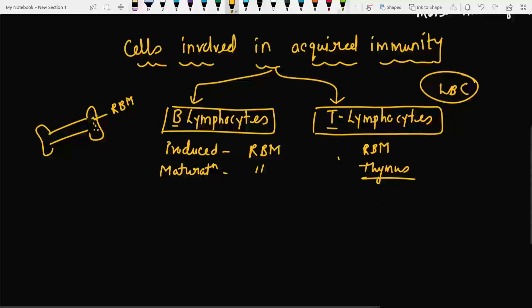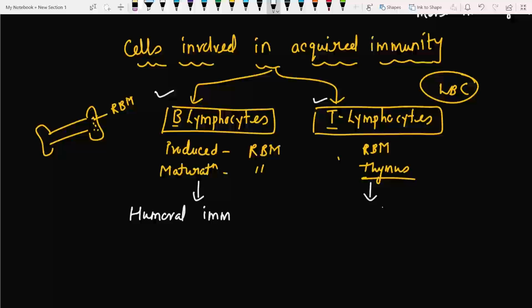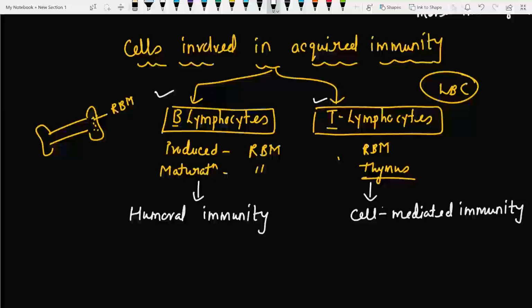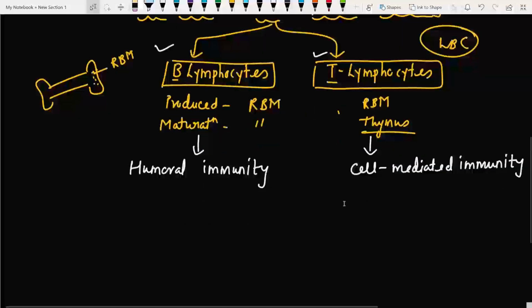Now, both of these work differently. There are two cells involved, but these two cells work differently to fight against the pathogen. B lymphocytes give humoral immunity, and T lymphocytes give cell mediated immunity. Their way of working is different, and that's why the names are cell mediated immunity and humoral immunity.